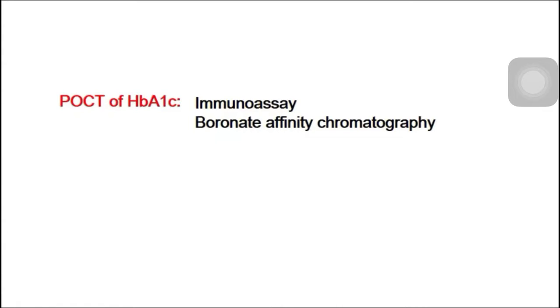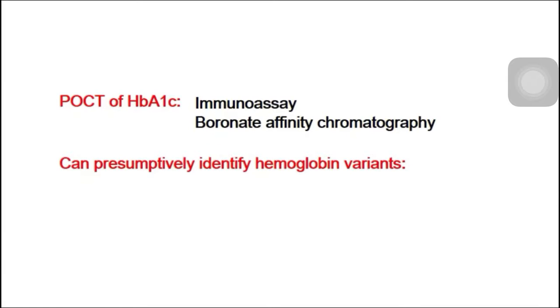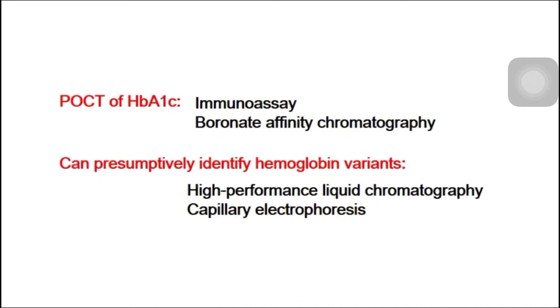And those that have the potential to presumptively identify hemoglobin variants are high-performance liquid chromatography and capillary electrophoresis. The other methods, like immunoassays, enzymatic assays, and boronate affinity chromatography, do not presumptively identify hemoglobin variants.